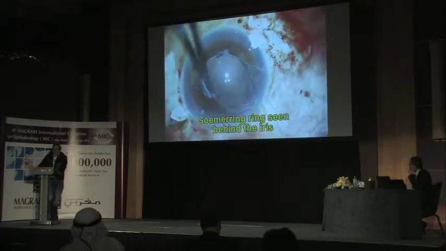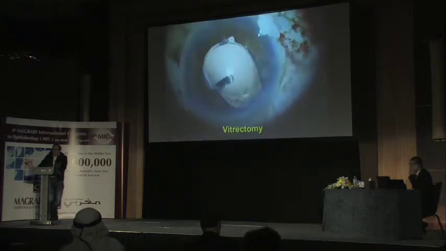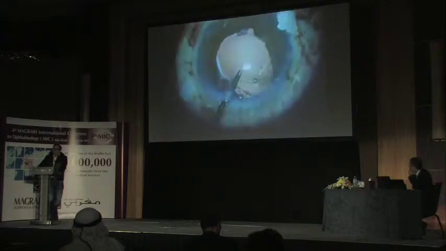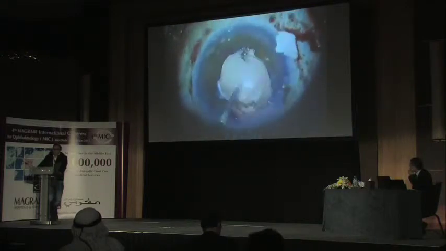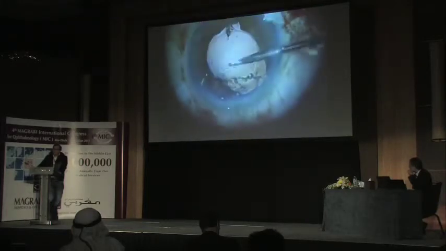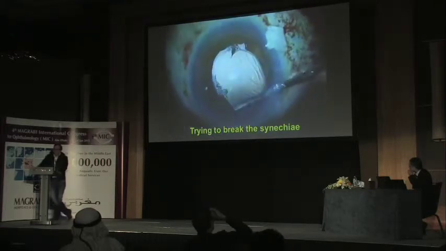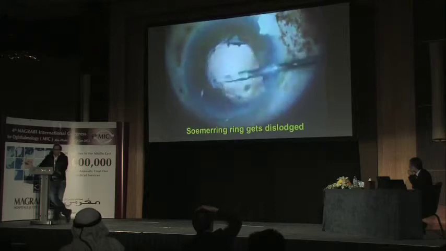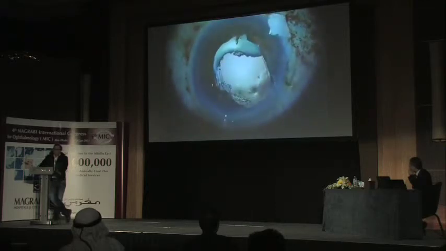Play please. I'm going in for doing my vitrectomy, and suddenly you see behind the iris, which is not very clear now, I'll see a sommering ring is still there. Now at this time, the mistake I've done is I'm trying to break this synechiae, and in trying to break my synechiae there, you can see my sommering ring gets dislodged. Look at that. But still, I'm okay.